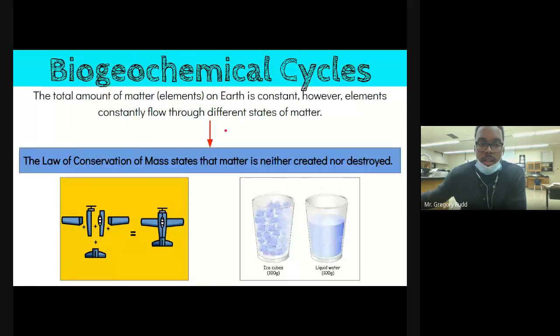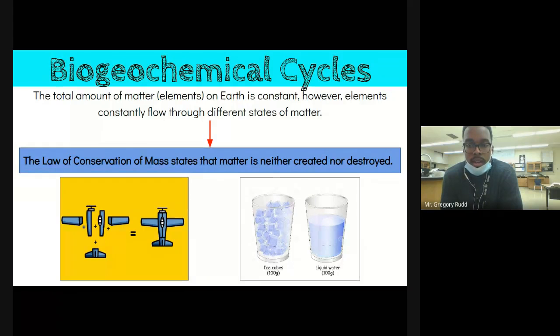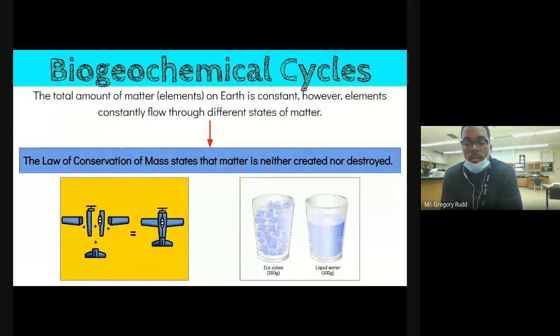So really at the foundation of these cycles is the law of conservation of mass, which states that matter is neither created nor destroyed. This means that even though it might change forms from solid to liquid to gas, or from gas straight to solid, or it might change forms chemically so that water becomes hydrogen gas and oxygen gas, the amount of mass and the amount of matter that is present is unchanging.